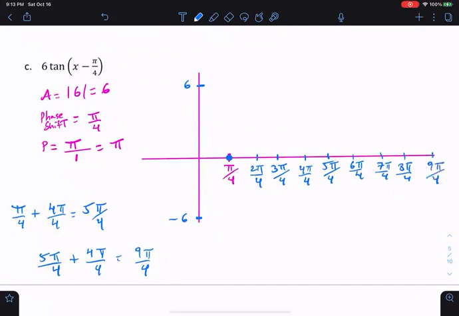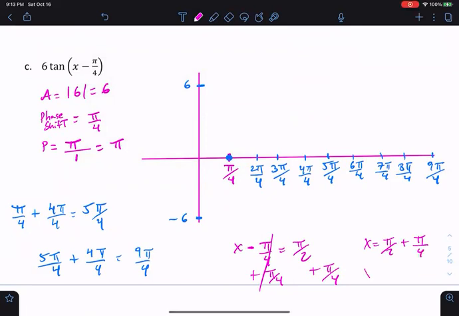So now be careful, right? Now I need to find the asymptotes, right? So in order for me to find the first asymptote, remember, this is a translation. So to find the first asymptote, I need to set it equal to pi over 2. So I need to solve for this. So I need to add pi over 4 to both sides, right? So if you do this, you get x equals pi over 2 plus pi over 4.